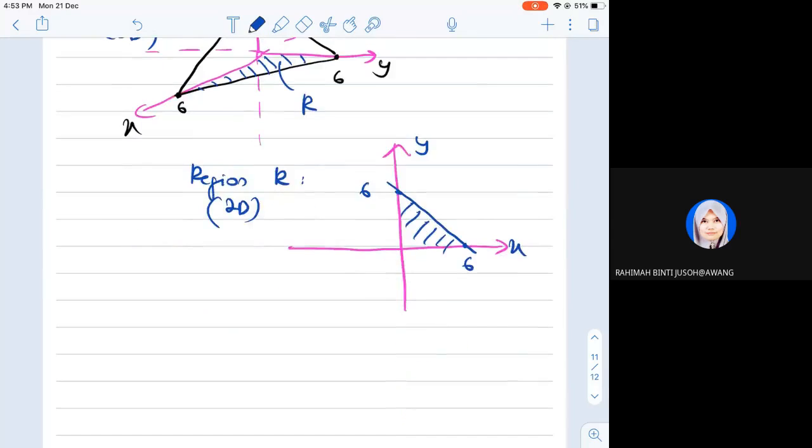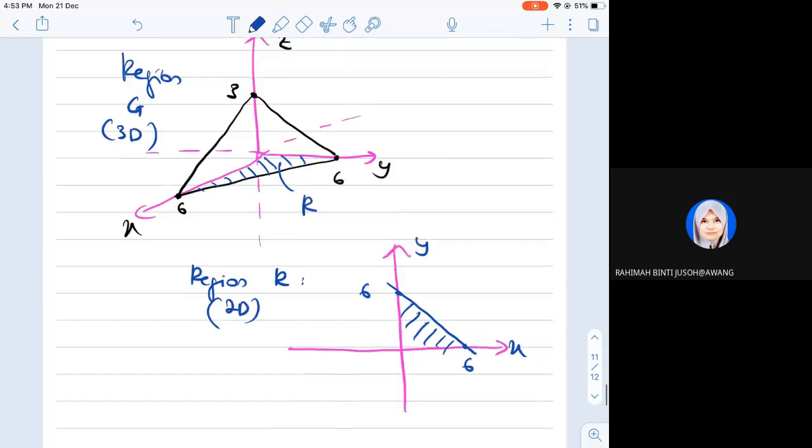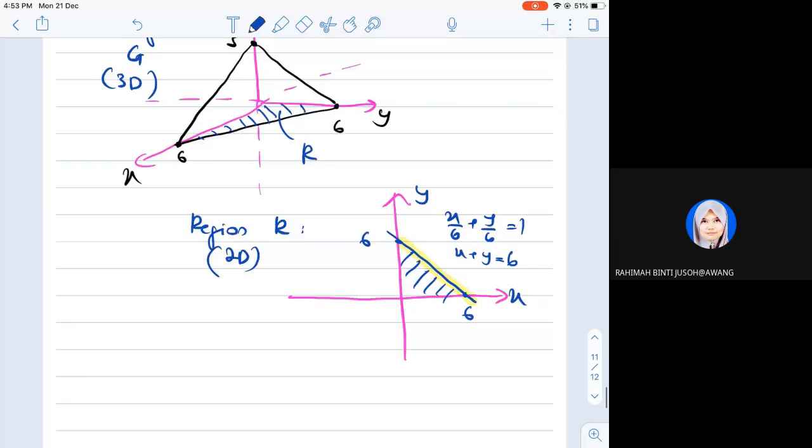Okay. So daripada 3D tu kita come out dengan region R, kita tengok daripada tapak dia lah. So we have region R on X and Y axis. Okay, so basically the equation for region R, garisan ni, this line, of course we have X over 6 plus Y over 6 equals to 1, isn't it? So X tambah Y equals to 6 lah.